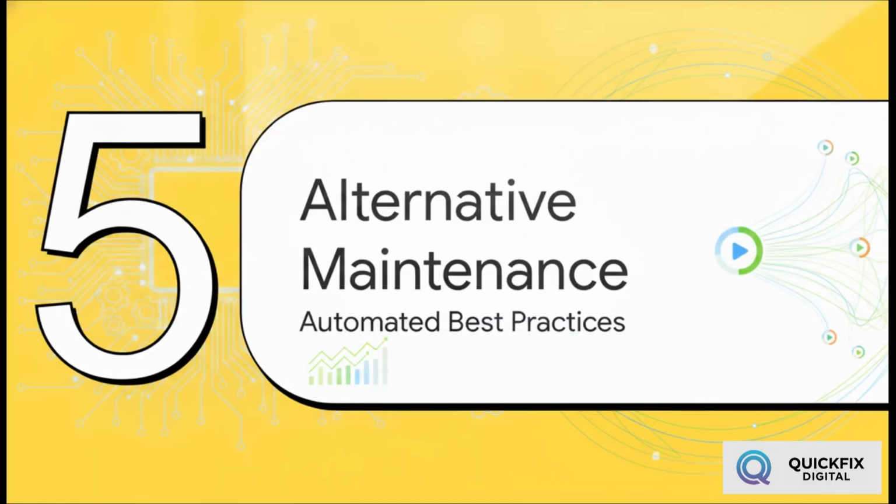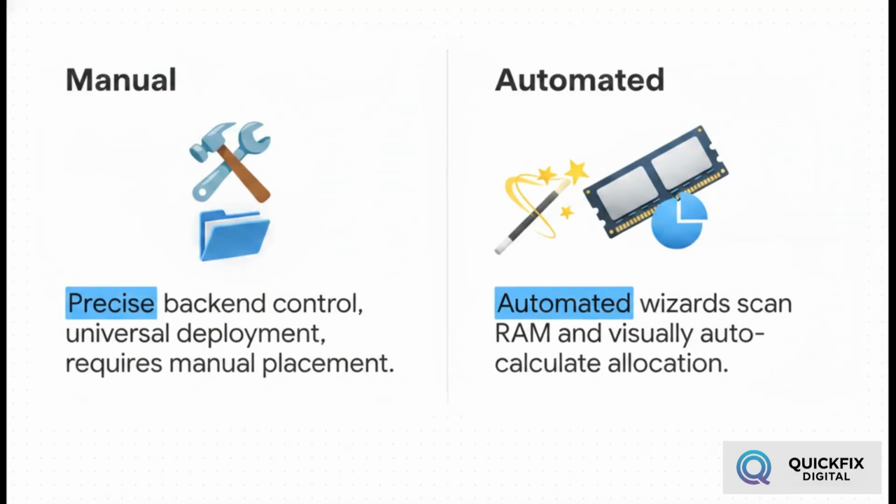And finally, part 5, alternative maintenance. Because while that manual XML fix is incredibly powerful, there are a few automated best practices that can also keep your system running smoothly. Let's quickly contrast the two main approaches here. The manual XML fix we just did gives you incredibly precise backend control, and it works universally across devices, though it does mean you have to manually dig into those system folders.